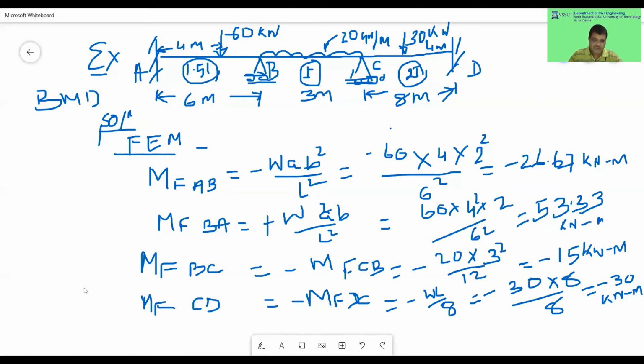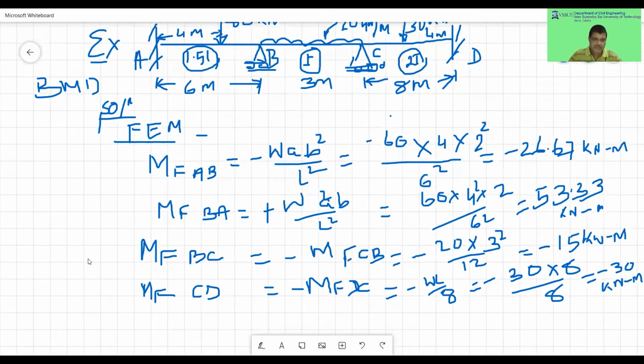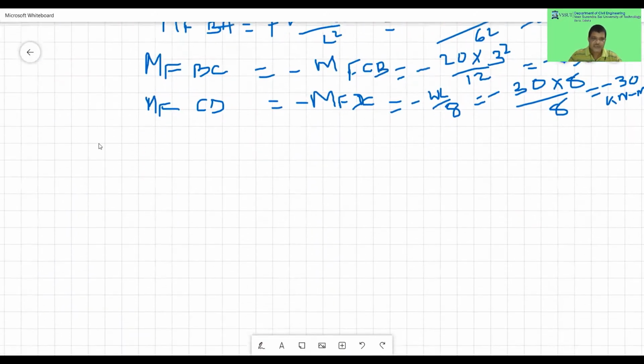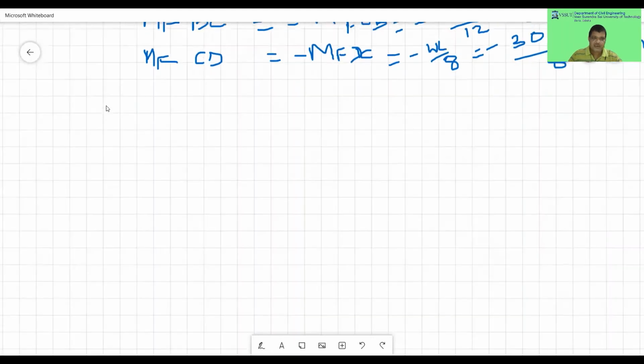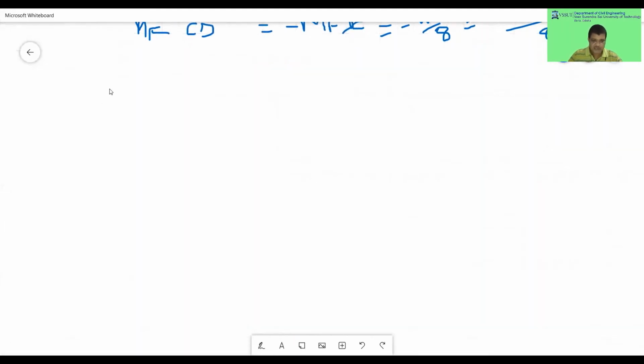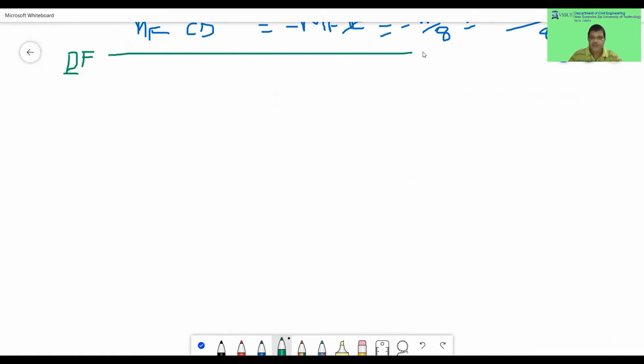Let us calculate the stiffness of each joint. Next we'll calculate the distribution factor. The next thing is to calculate the distribution factor. Let's calculate the distribution factor, DF, and for this, you draw it in a tabular form. Okay.